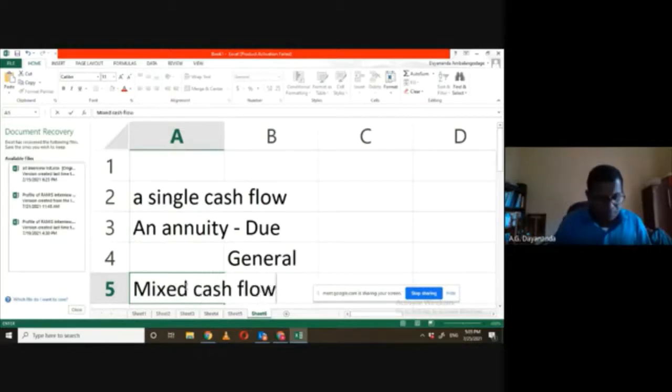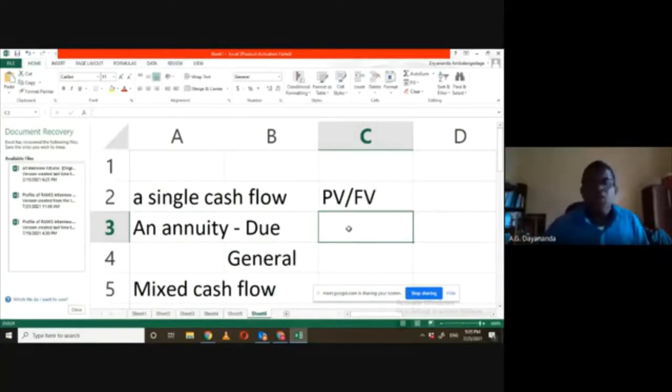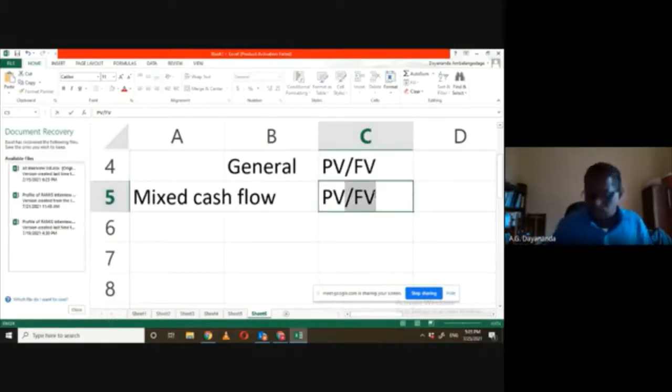Mixed cash flow. Yeah, cash flows are unequal. Then for both we calculate present value and future value. Agree? For annuity due, also we calculate present value and future value. Of course, for this also we calculate present value, and for this, of course, we calculate only present value. We didn't calculate the future value.